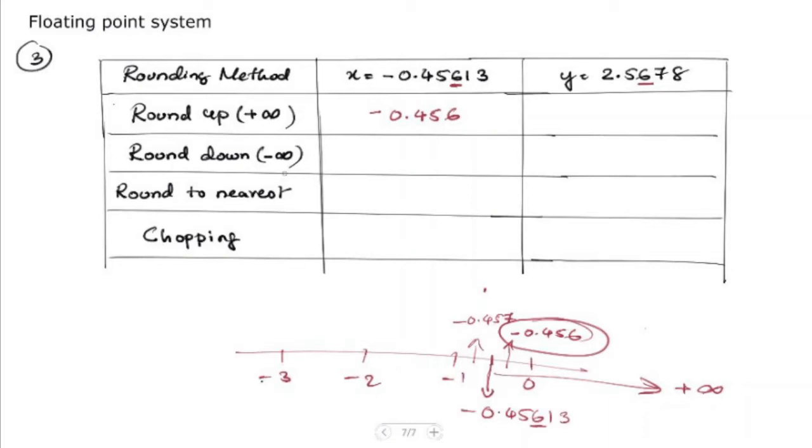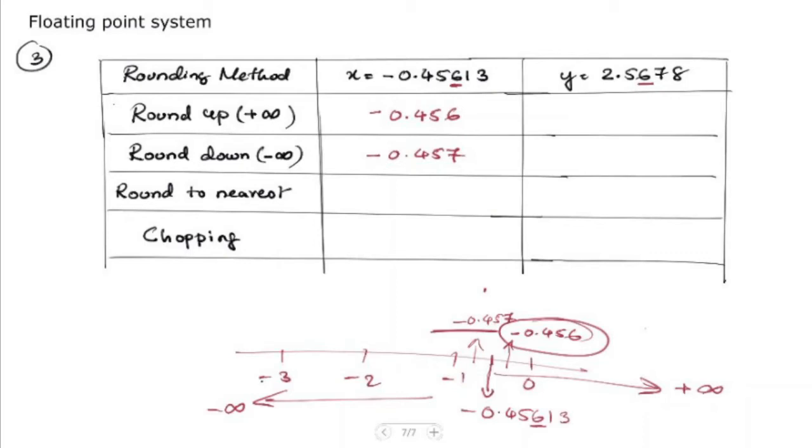Now when you're rounding down, you're rounding to the negative infinity, that's this side. In that case, this would be the number that you need to consider. So that would be -0.457. So no matter what the next number is after 6 here in the number x, we round it down when it says to round down.